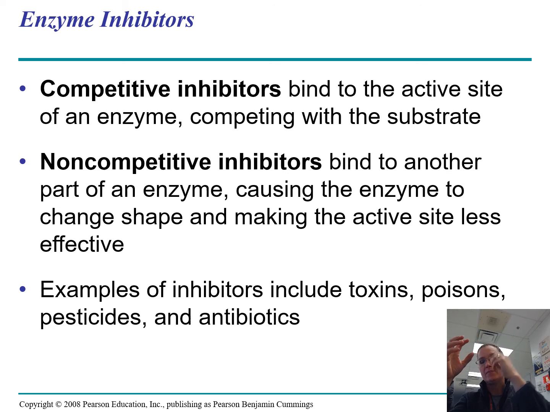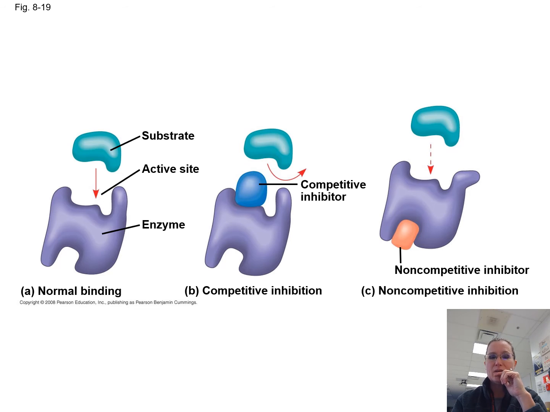Or we might have the enzyme and something that squishes down here and squashes the shape of it. Let me get my hands in the right spot. This would be a competitive inhibitor, and this would be a non-competitive inhibitor that makes it impossible for the enzyme-substrate complex to work, but it's not really in that spot competing. This is just showing that graphically.